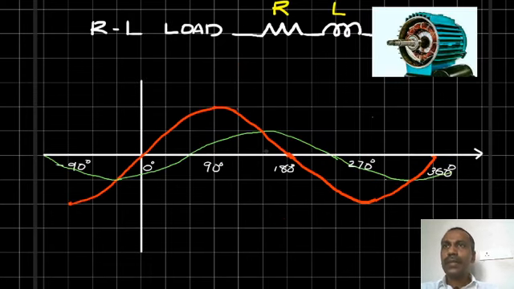Now we can consider a motor load. As you know, the motor winding consists of both resistance and inductance. So this is an RL type load. If it is purely resistive load, as you know, voltage and current are in phase. If it is purely inductive load, the current lags behind the voltage by 90 degrees. In this case, we have both resistance and inductance.